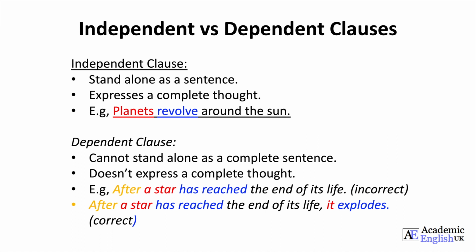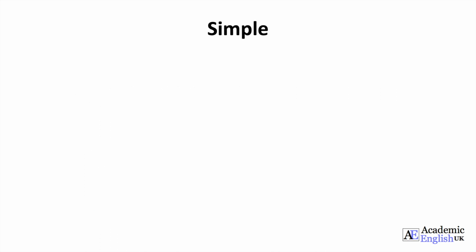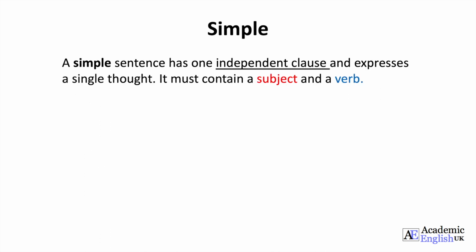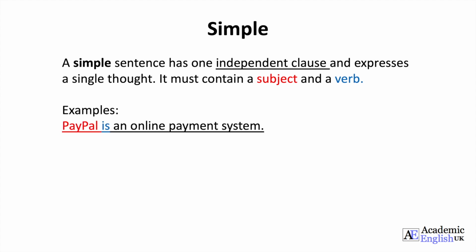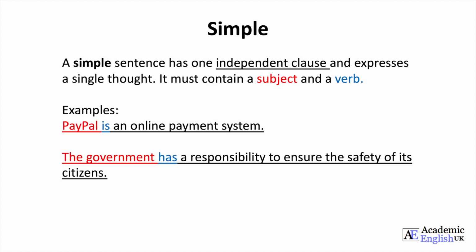So now you have some idea of the difference. We'll move on to the four sentence structures. Let's start with simple. A simple sentence consists of one independent clause and must contain a subject, here in red, and a verb, here in blue. Let's look at a couple of examples.